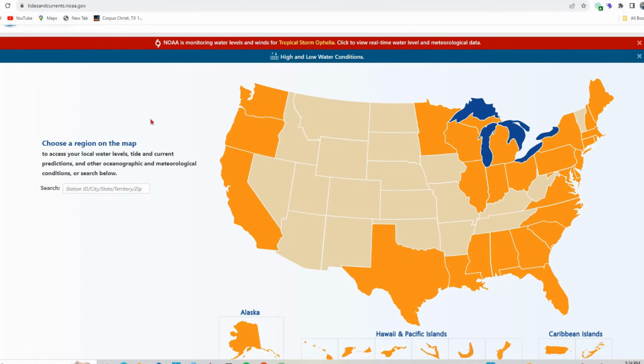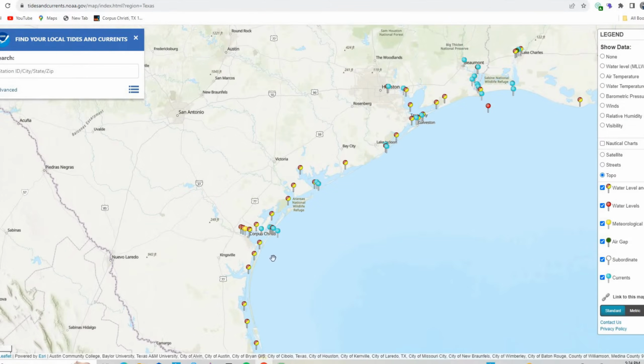So tidesandcurrents.noaa.gov, the link is down below. You'll click on your state, wherever it is that you fish at. For us, we fish in South Texas. And all of these red and yellow tide buoys are the ones that read tide levels.